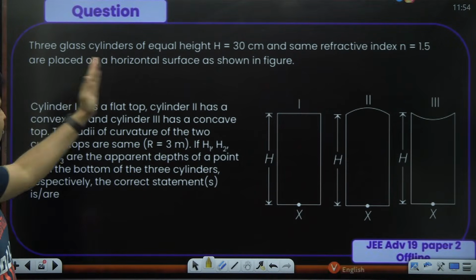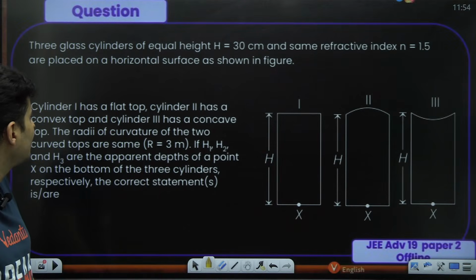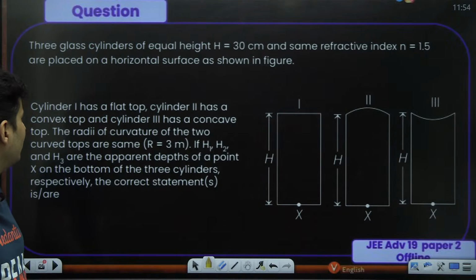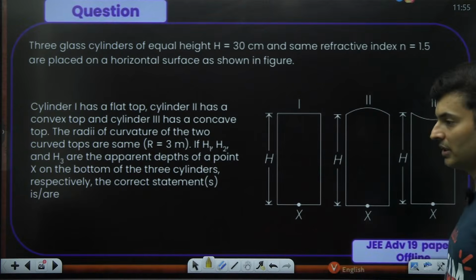Now, there are three glass cylinders of equal heights and the same refractive index which are placed on a horizontal surface as shown in the figure. Cylinder 1 has a flat top, cylinder 2 has a convex top, and cylinder 3 has a concave top. The radii of curvature of the two curved tops are 3 meters. If H1, H2, H3 are the apparent depths at a point on the bottom of the three cylinders respectively, which is the correct statement? So how do we do this particular question? Think about it.